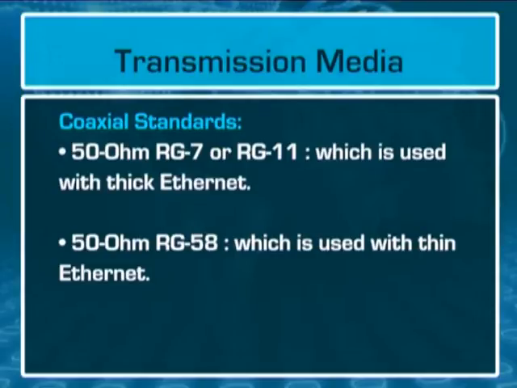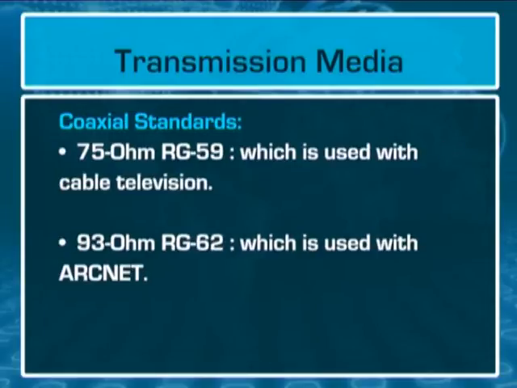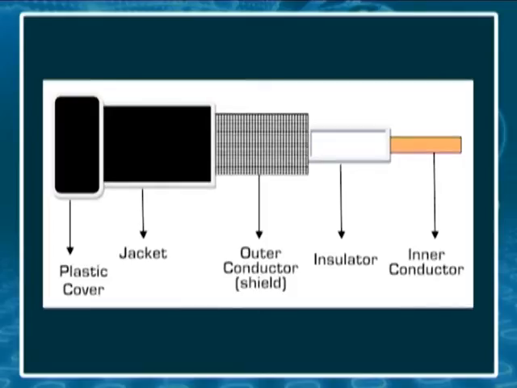The most common coaxial standards are: number 1, 50 ohm RG7 or RG11, which is used with thick Ethernet. Number 2, 50 ohm RG58, used with thin Ethernet. Number 3, 75 ohm RG59, which is used with cable television, and number 4, 93 ohm RG62, used with ArcNet. The figure shows the coaxial cable.